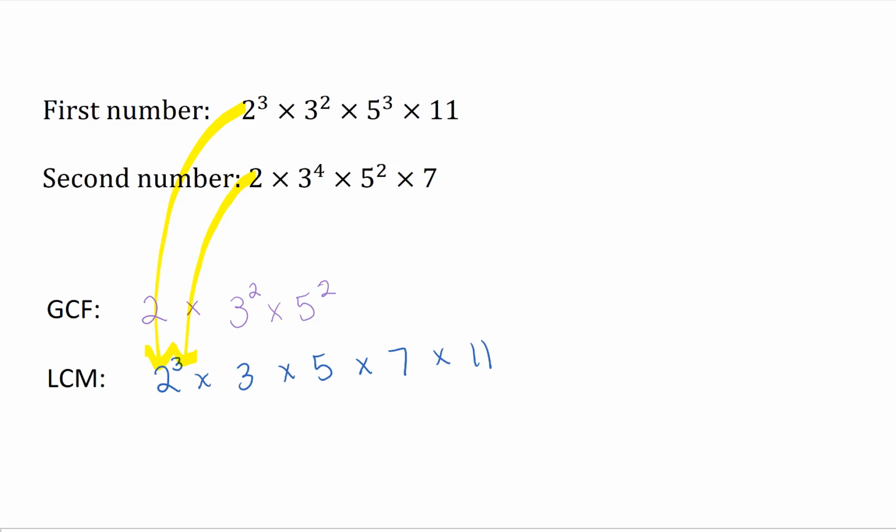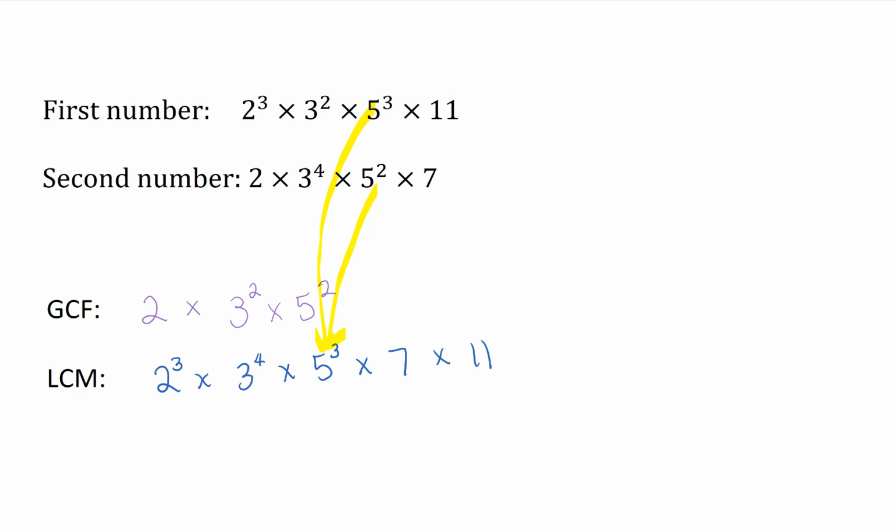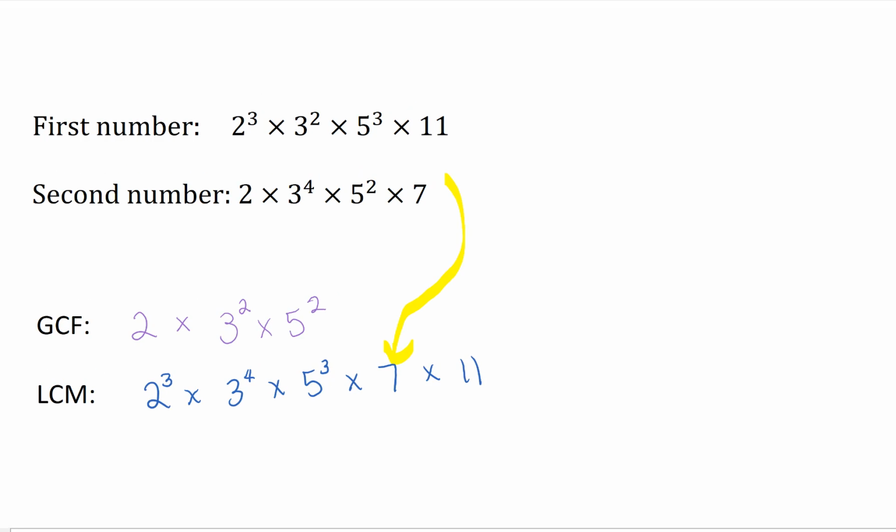So that works. So what about the 3? So for the 3, we're going to have the highest exponent of 4. So we double check. 3 to the 4th will go into 3 to the 4th, and 3 squared will go into 3 to the 4th. And then 5, we should use an exponent of 3. That's the highest exponent. That way we know 5 squared will divide into it, and 5 cubed will divide into it. And then we have to include our 7 and our 11. The 7 to make sure that the second number will divide into this, and then the 11 to make sure that that first number can divide into this. And this gives us the least common multiple.